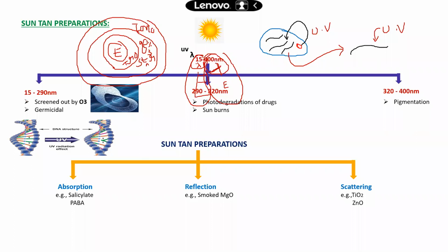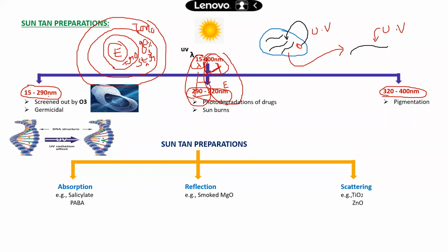That's why, for easy understanding purpose, UV radiation range is divided into three parts. One is 15 to 290 nanometer. Second one is 290 to 320 nanometer. Third one is 320 to 400 nanometer.